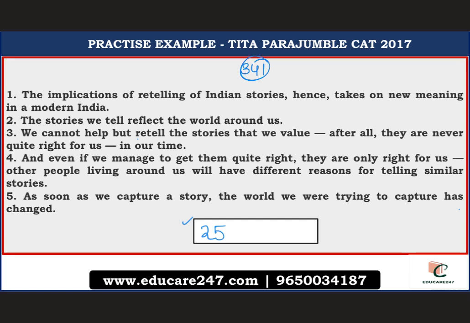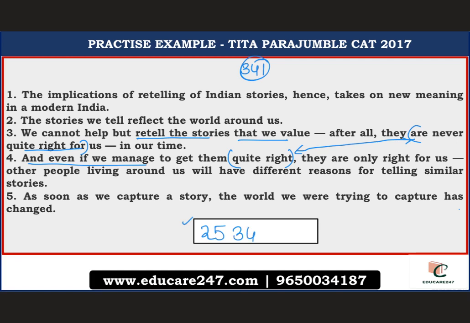Why? We will see now. Have a look at sentence number 3. We cannot help but retell the stories that we value. After all, they are not quite right for us. All right, mark this point. They are not quite right for us in our time. And now read sentence number 4. And even if we manage to get them quite right, so this phrase can be connected to this phrase and it is definitely coming after 3, right? Because first, they are never quite right. And the fourth sentence says, and even if we manage to get them quite right, so naturally 3 and 4, right?